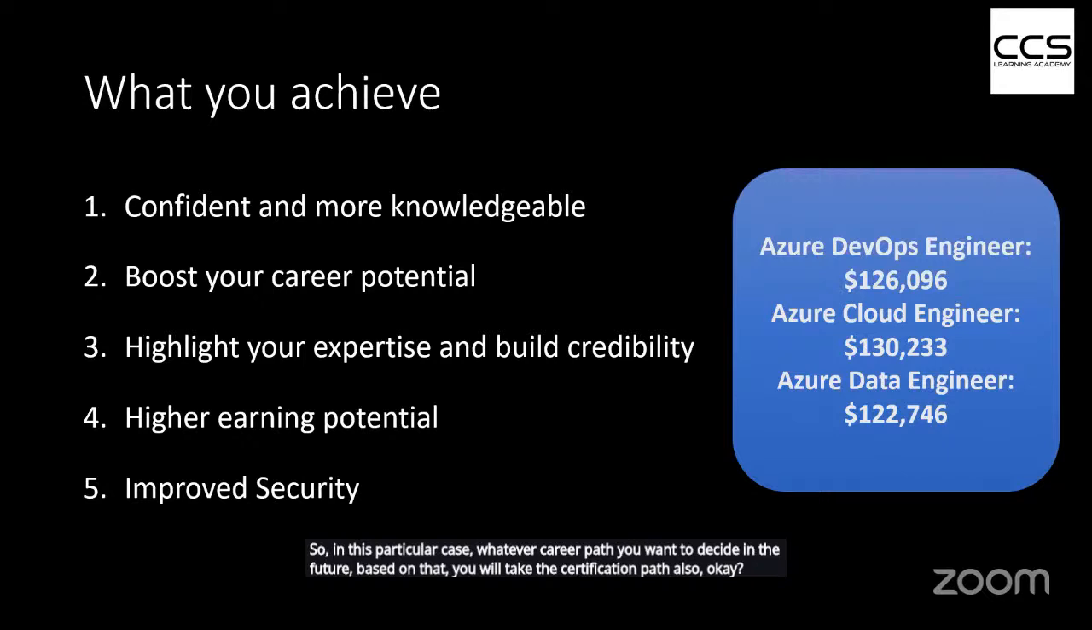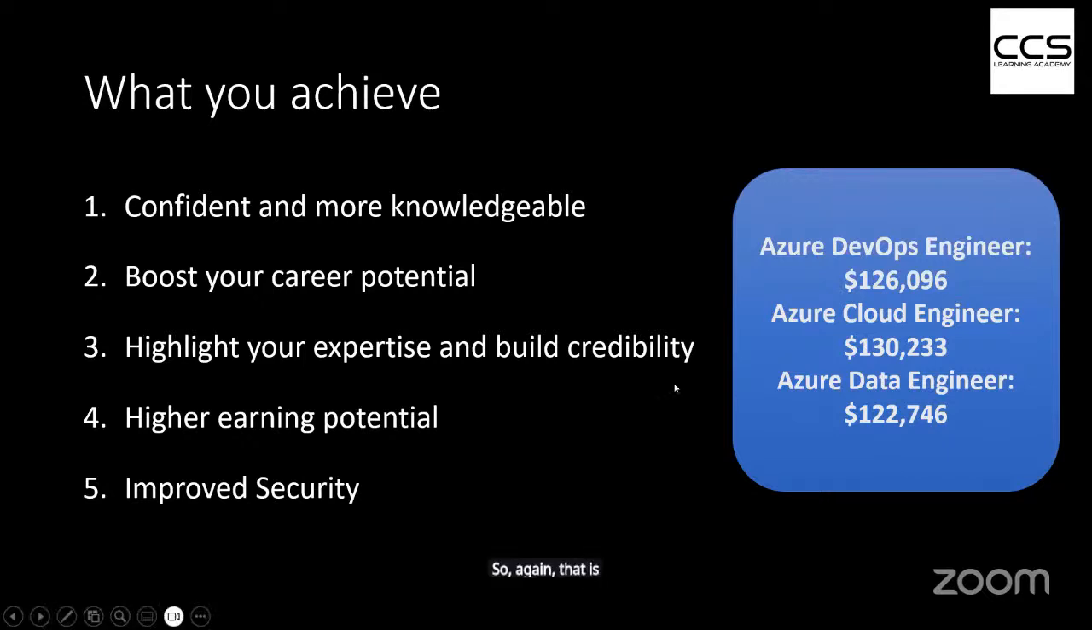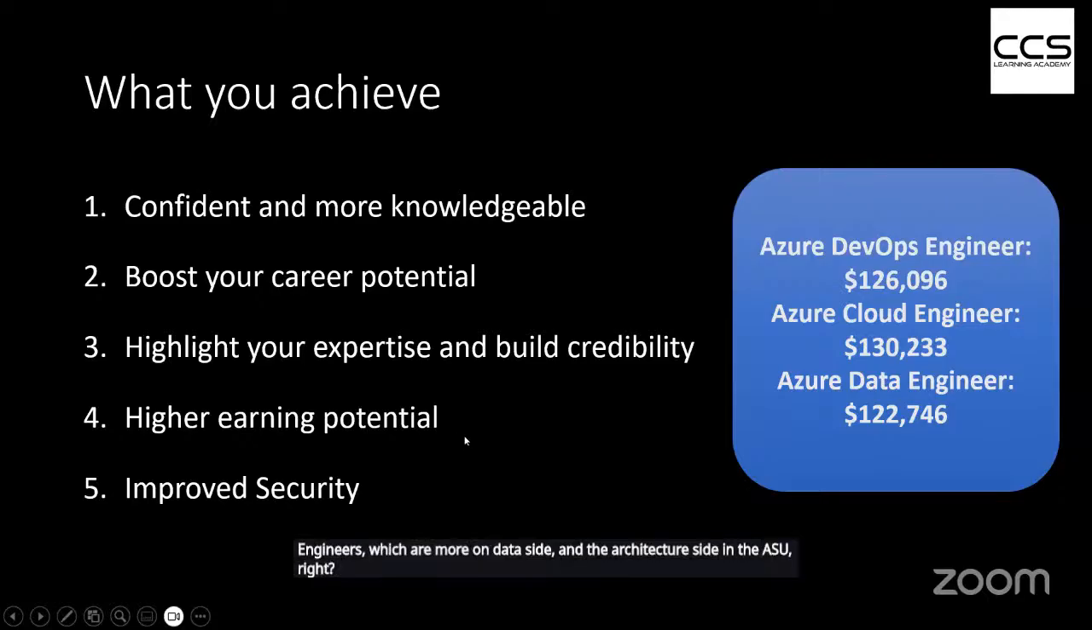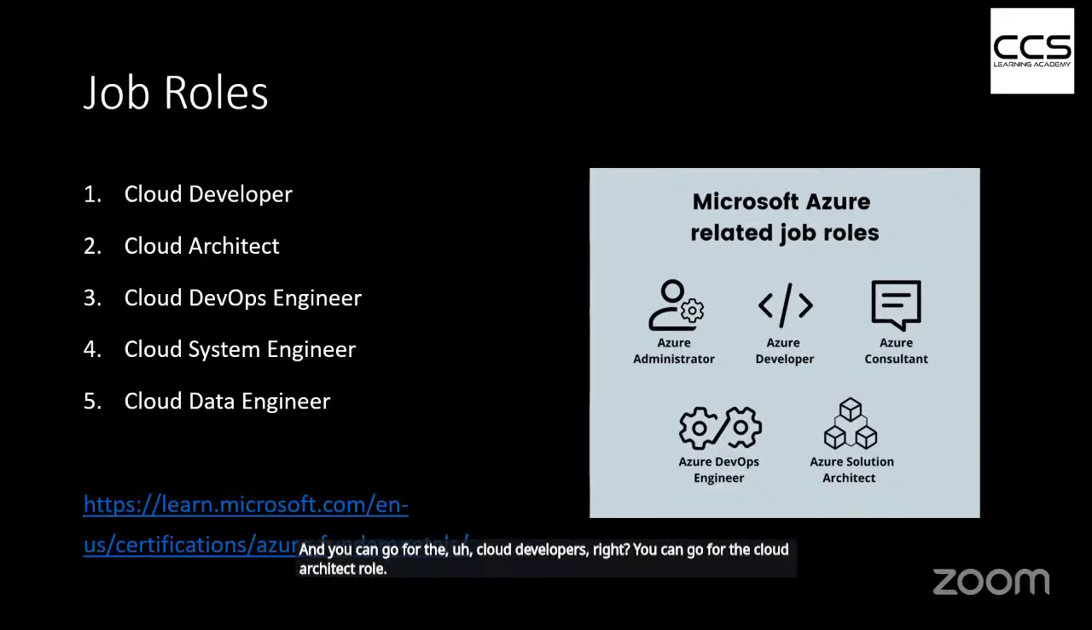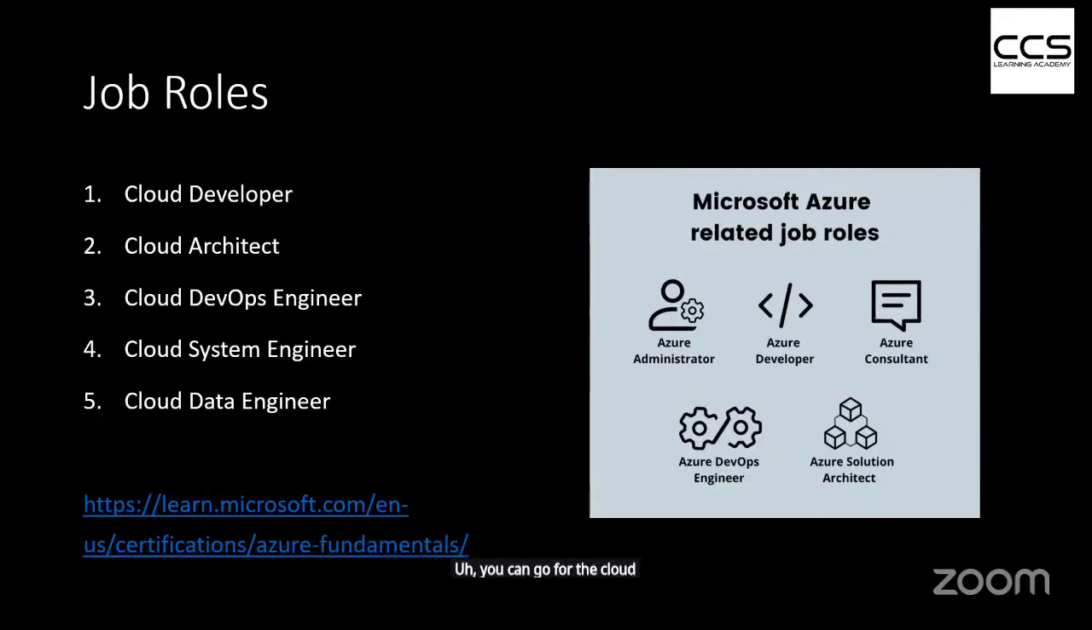Okay. So again, that is some basic statistics that we have about engineers who are more on the data side and architecture side in Azure, right? Once you're done with the basic certification, AZ-900, you can move ahead and you can go for the cloud developer, right? You can go for the cloud architect role. You can go for the cloud DevOps engineer who basically manages CI/CD pipelines and all the other services.